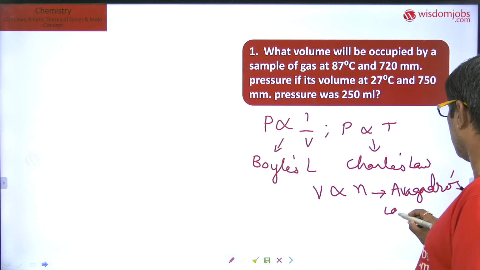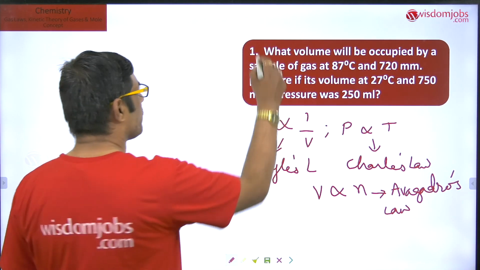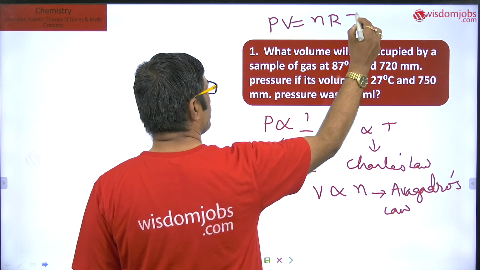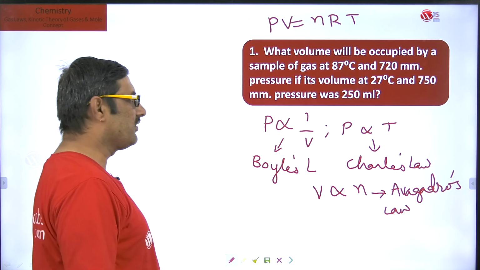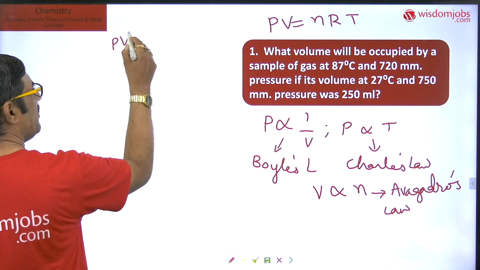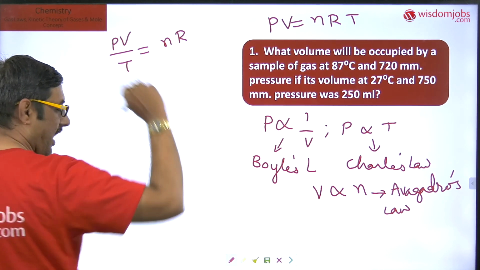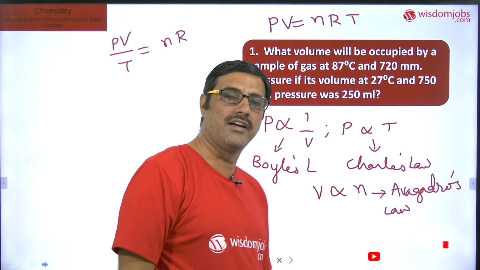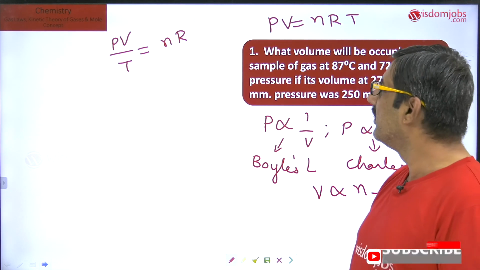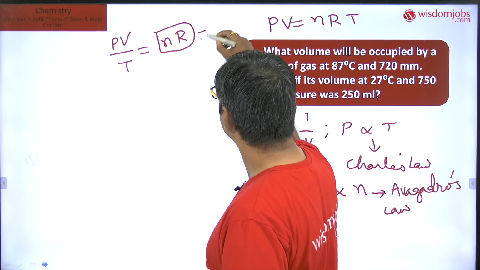Now based on this we have derived the universal gas equation, which is PV = nRT, where R is the universal gas constant. And of course from this, if you observe, PV/T = nR, and R being a constant and n being the number of moles, you can also take it as a constant. So I can write this nR as a new constant, K.